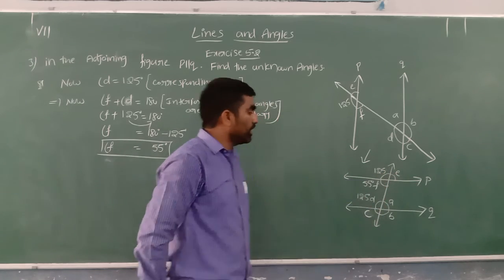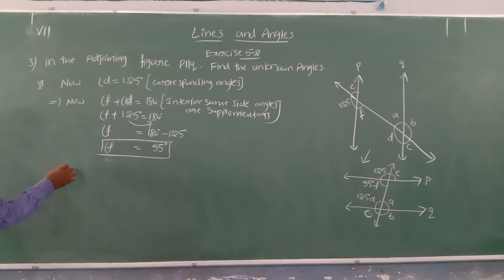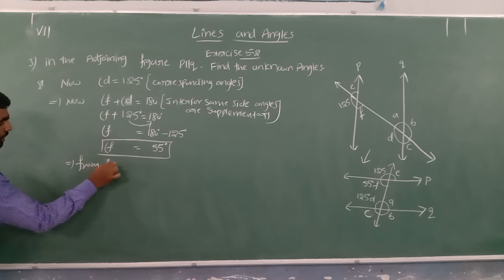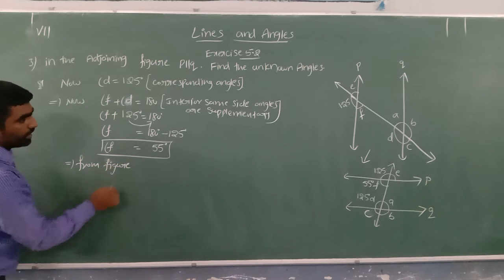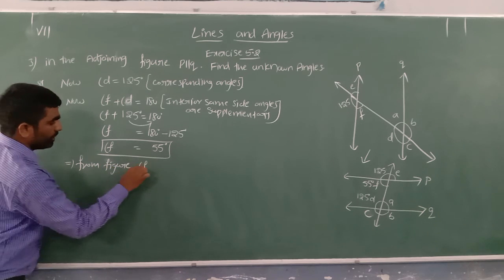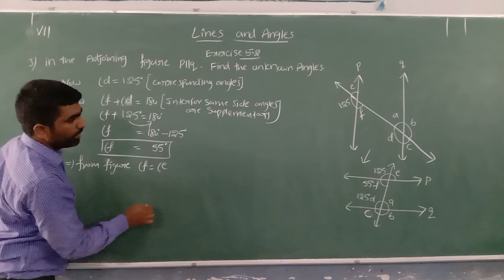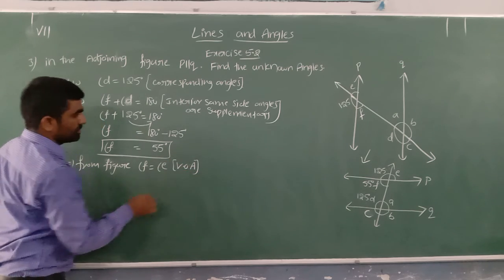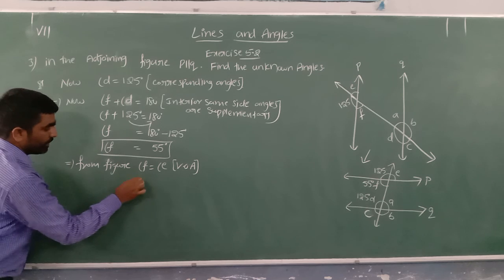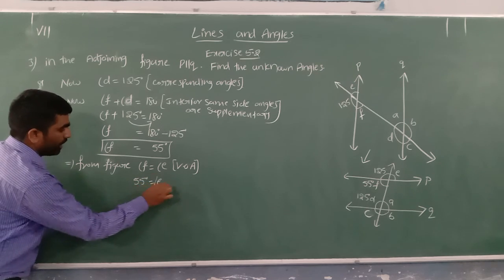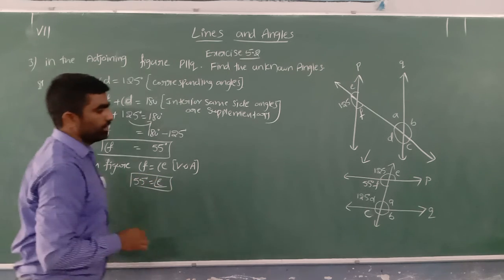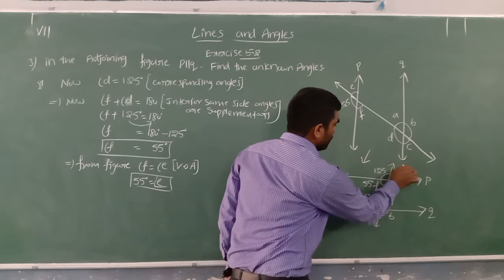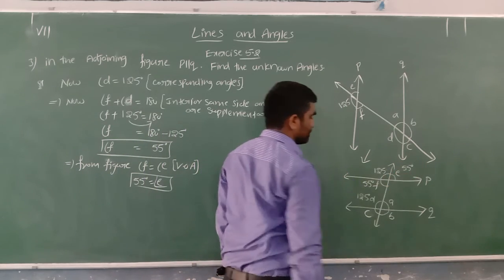We'll go with vertically opposite angles now. From the figure, I can write angle F is equal to angle E. The reason: both are vertically opposite angles. F is equal to 55 degrees, then E is also the same. Angle E is also 55 degrees.